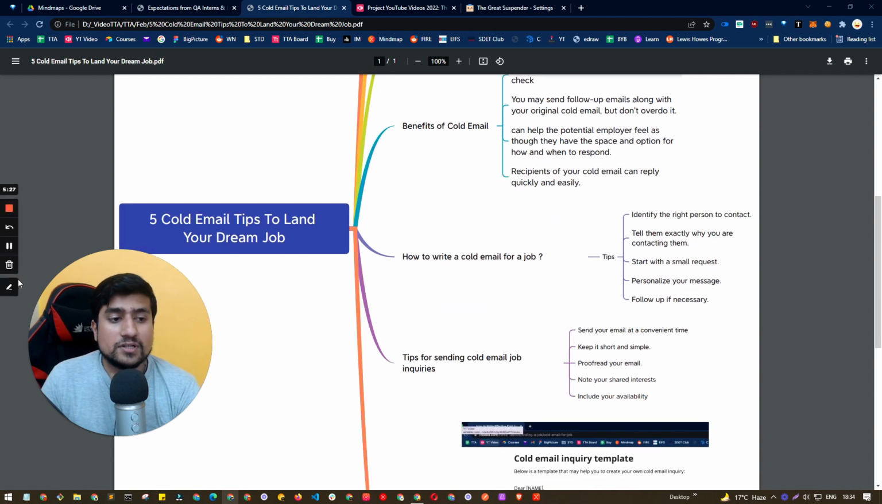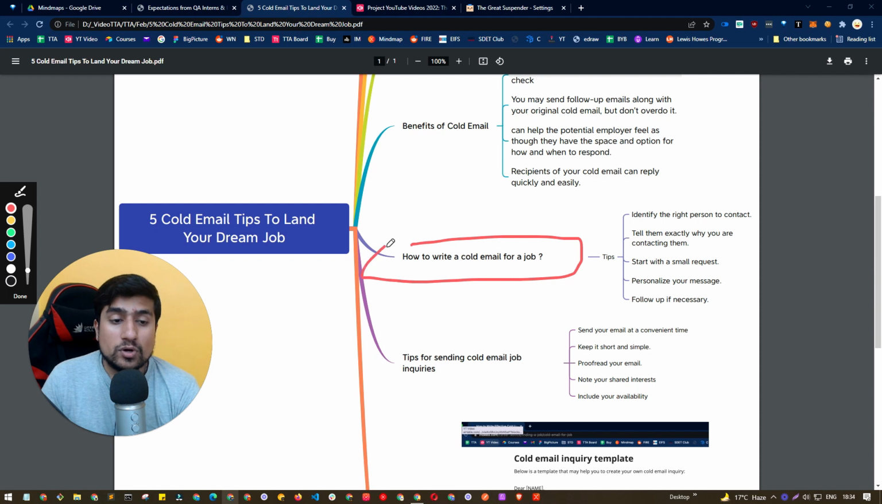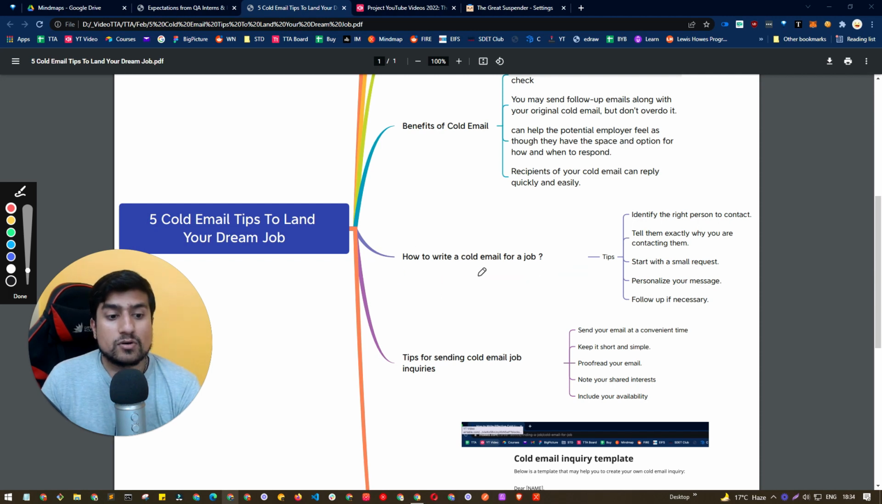And now let's jump into how do I write the proper cold email for a job, especially. I'm talking about jobs especially here. Identify the person, get the email ID. I think you can get the email ID by LinkedIn or any other method. For example, on Naukri.com, you can find the email IDs.